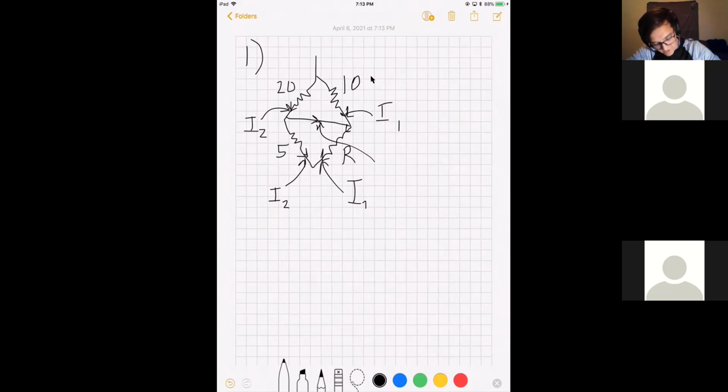Just to be real explicit, we have I2 coming into this junction right here. So we're applying Kirchhoff's junction rule, and we know that 0 is going this way.